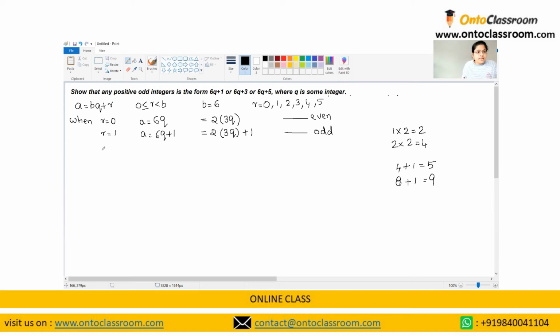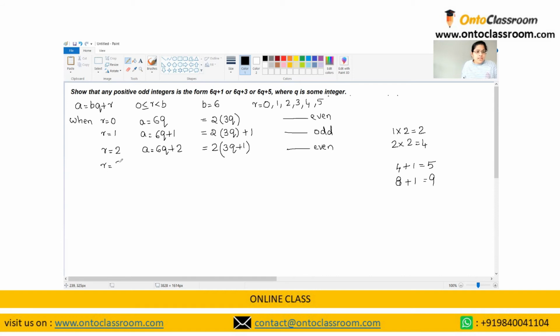Then the third condition is r is equal to 2. That means a is equal to 6q plus 2, right? We can rewrite this equation again. We can take 2 outside and write 3q plus 1, right? So this is also in the form of 2 multiplied by some integer. So we will get again an even number, right?